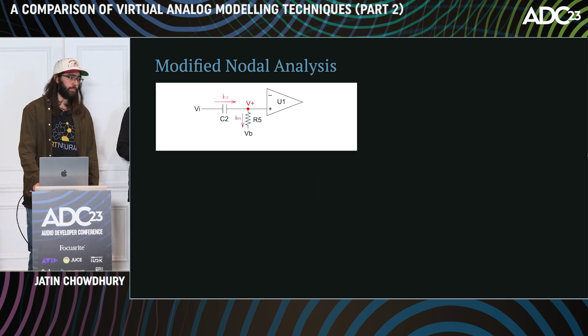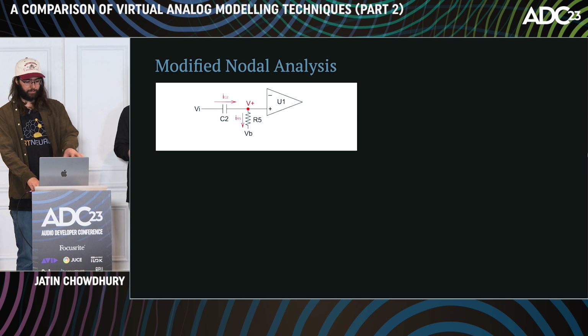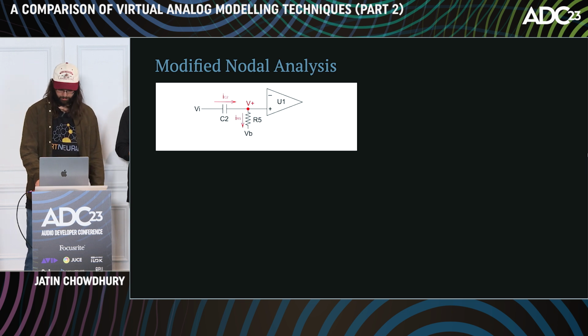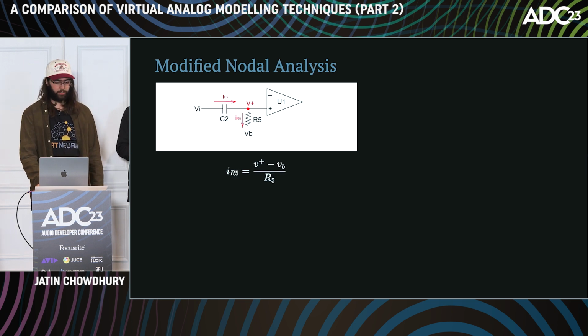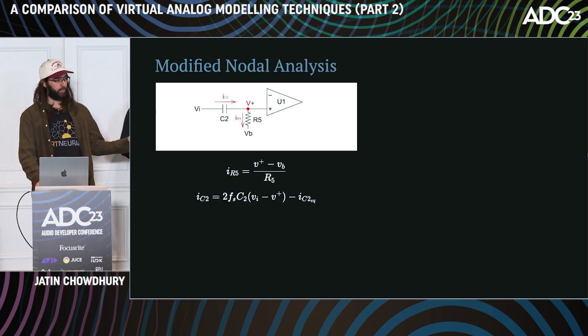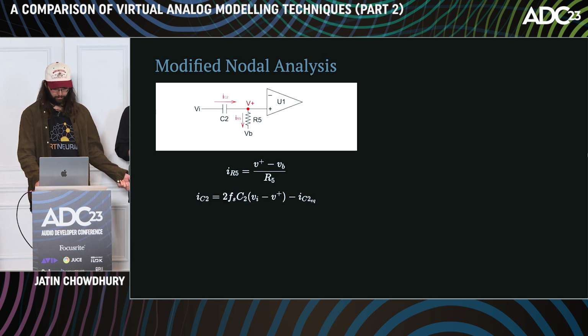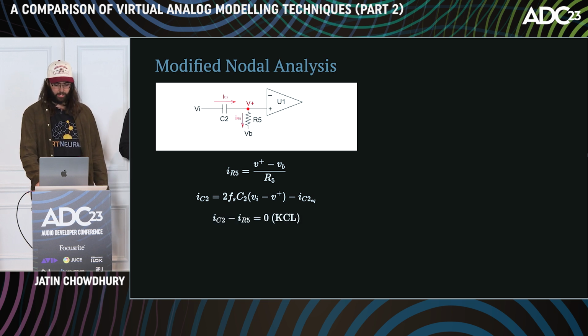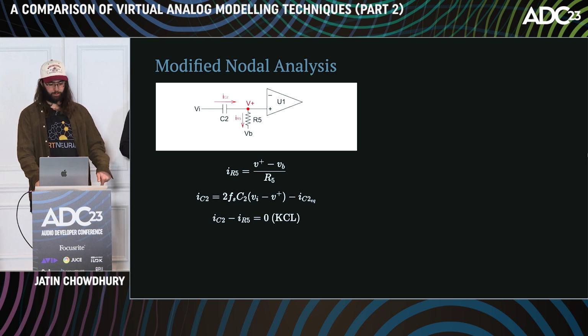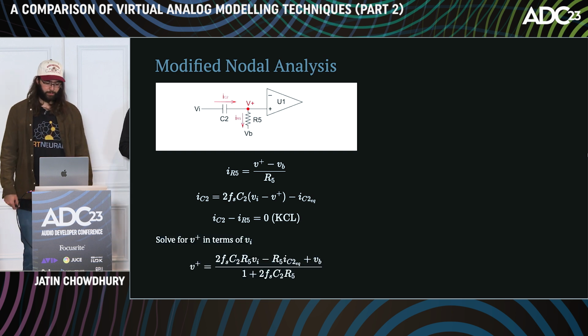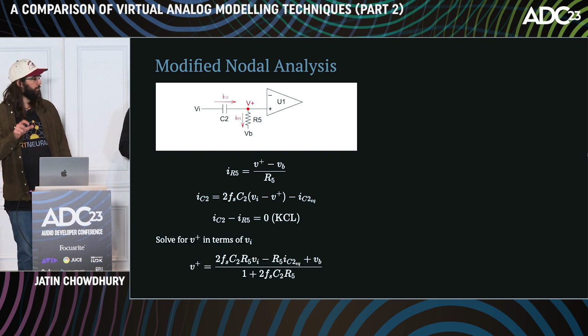So we're going to go through these steps real quick with this positive terminal branch of the circuit here. We know the current going through resistor 5 using Ohm's law. We have an expression for the current going through capacitor 2, again using the capacitor voltage law from the previous slide. And then we know, using Kirchhoff's current law, that the current going through capacitor 2 minus the current going through resistor 5 has to equal 0. So if we do a bit of algebra, we can solve for this V plus voltage.